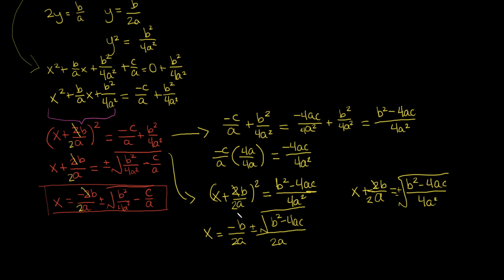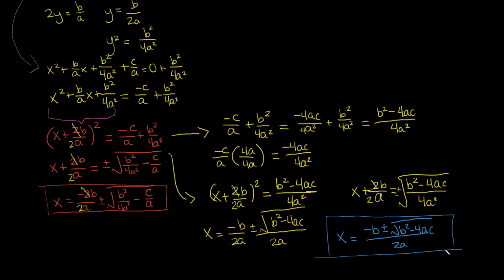And finally, we see we have a common denominator, so let's add them together, and let's make this official here. x equals negative b plus or minus the square root of b squared minus 4ac, divided by 2a. And this right here is the quadratic equation, and how you get to the quadratic equation.